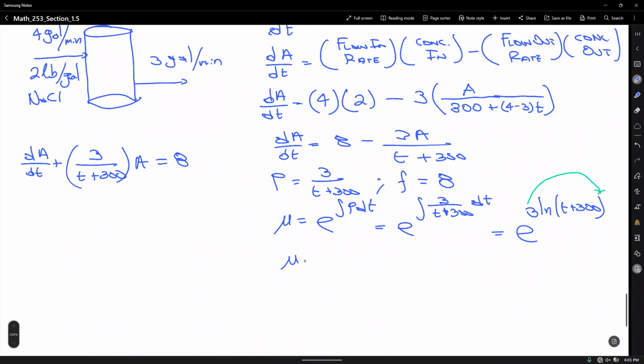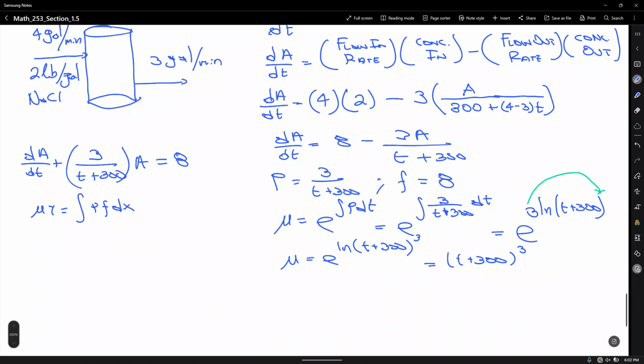So mu equals e to the ln of (t plus 300) cubed, and this is equal to (t plus 300) cubed. All right? Back to the differential equation. Well, actually, to the formula that solves the equation. That is, it would have been mu y equals the integral of mu f dx. All right, that's the formula I showed you where it came from.